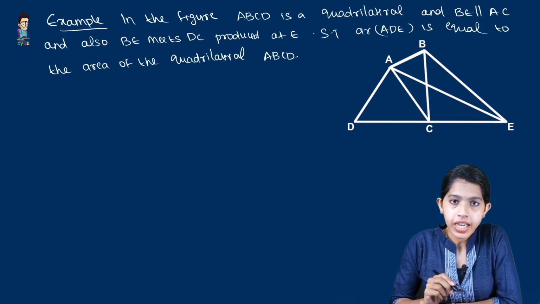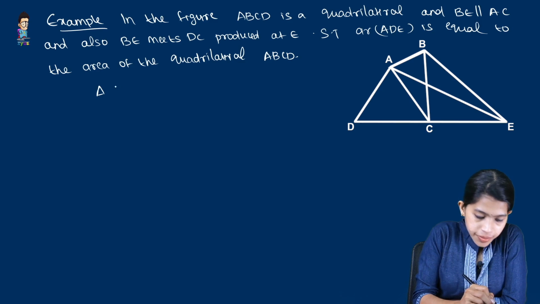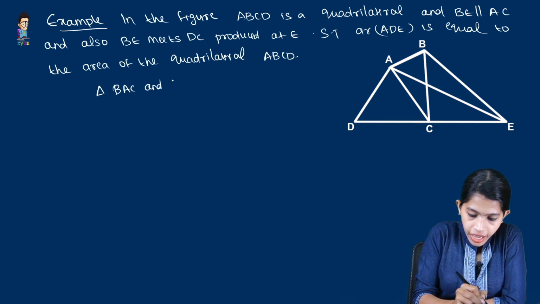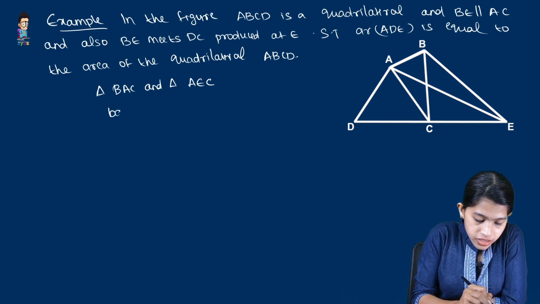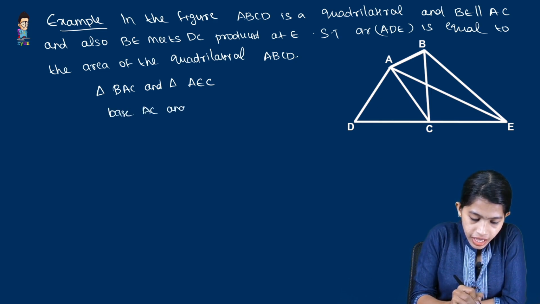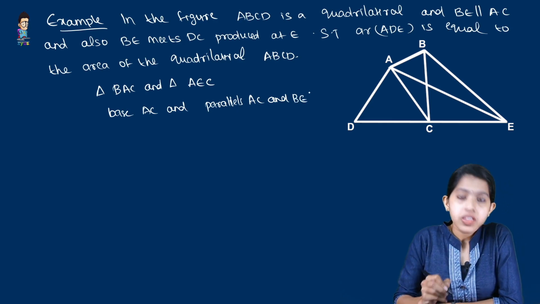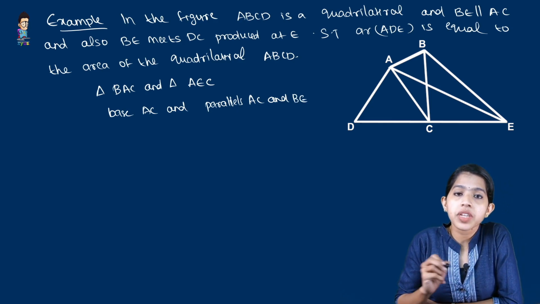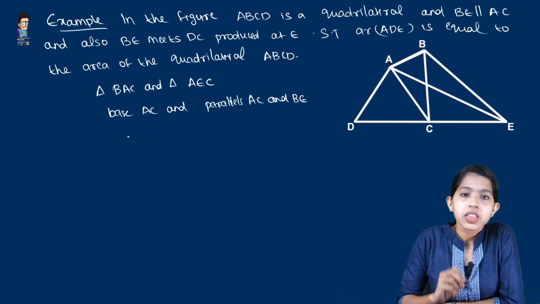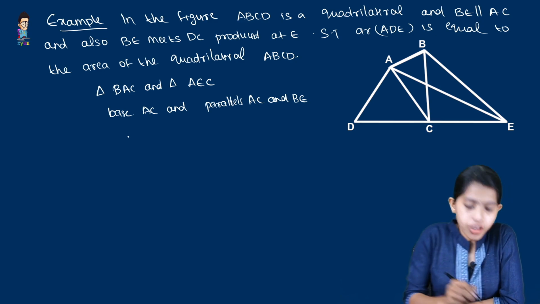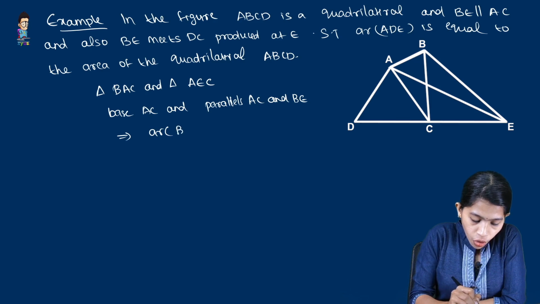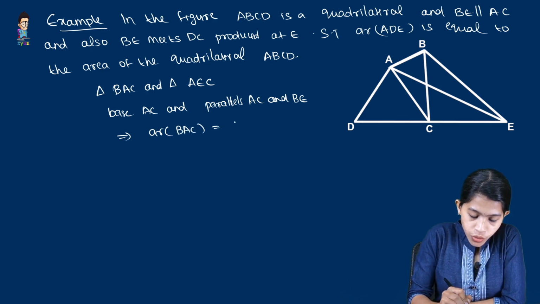Observing the figure, we can see that triangle BAC and triangle AEC lie on the base AC and the parallels AC and BE. Since they have a common base and lie between the same parallels, we can say that the areas of these two triangles are equal. This implies that area of BAC is equal to area of AEC.